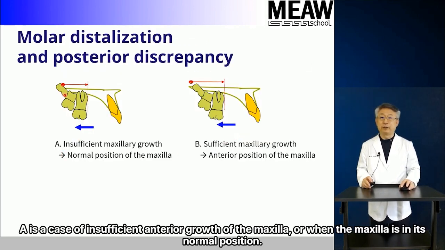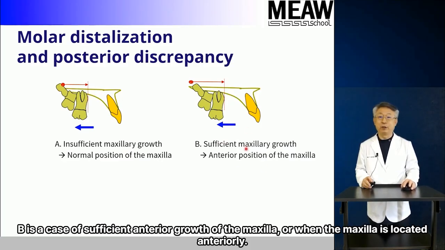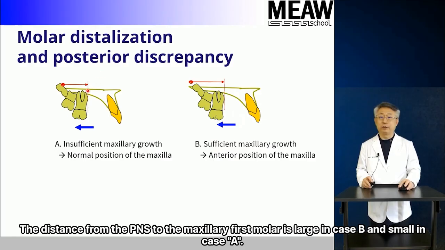A is a case of insufficient anterior growth of the maxilla, or when the maxilla is in its normal position. B is a case of sufficient anterior growth of the maxilla, or when the maxilla is located anteriorly. The distance from the PNS to the maxillary first molar is large in case B and small in case A.